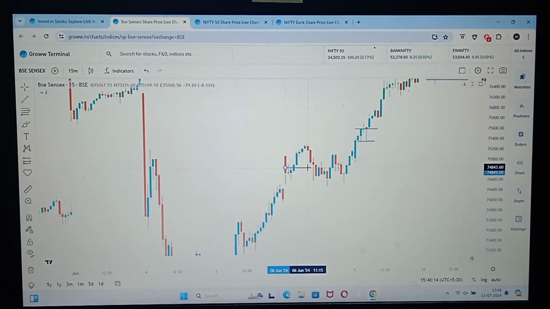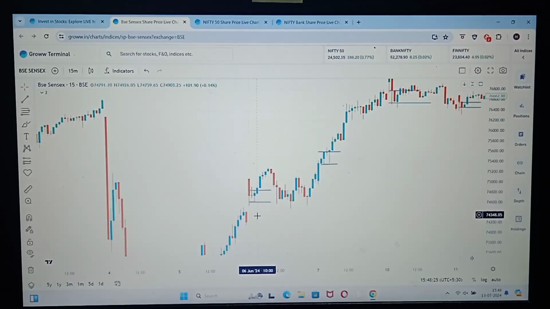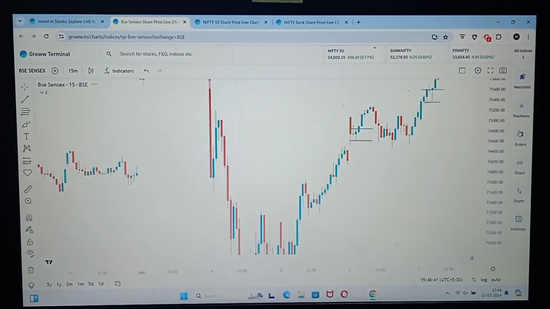I'm using these strategies since last 3 years. After so much confirmation, I'm sharing these strategies with you. Around 74,862 mark, we are getting our first trade at 10 a.m. So from here you can see a clear 300-400 points rally.